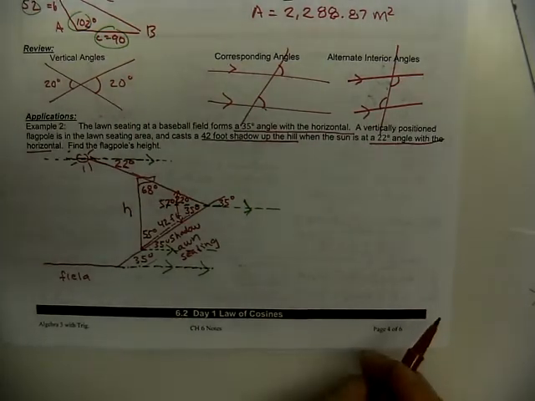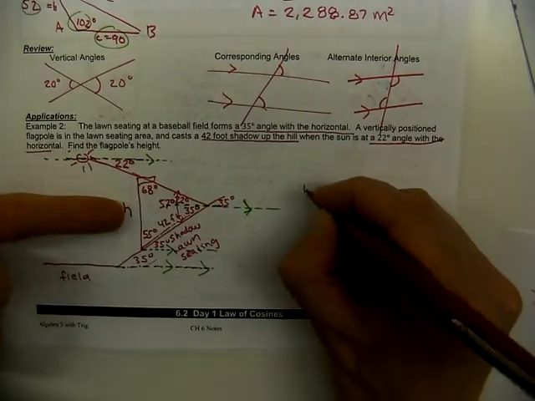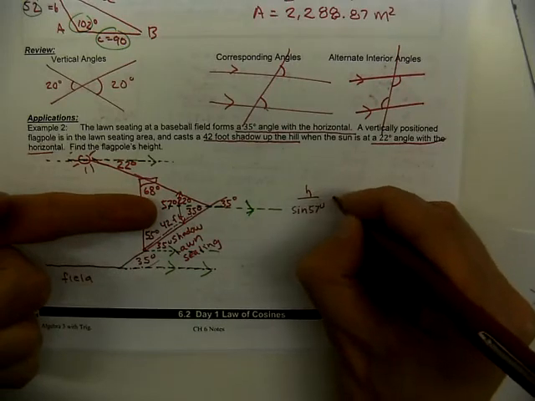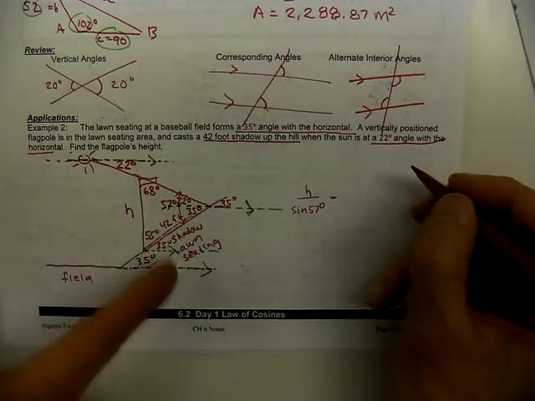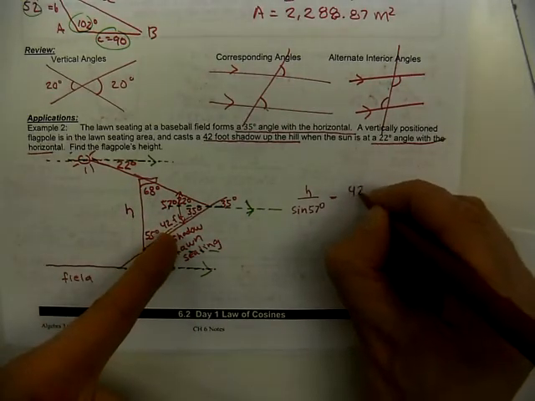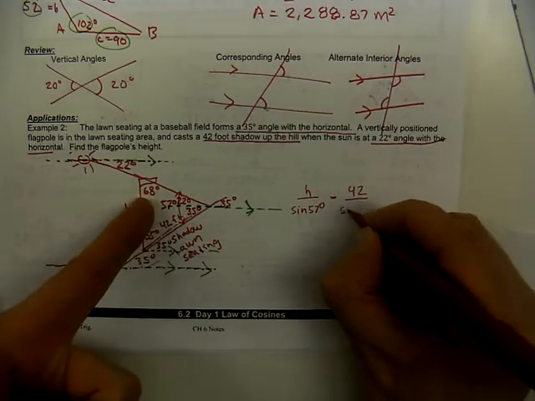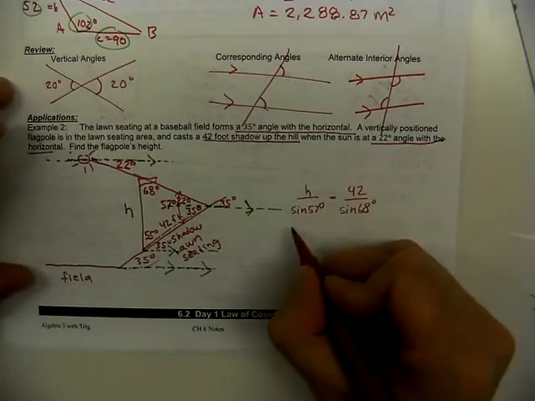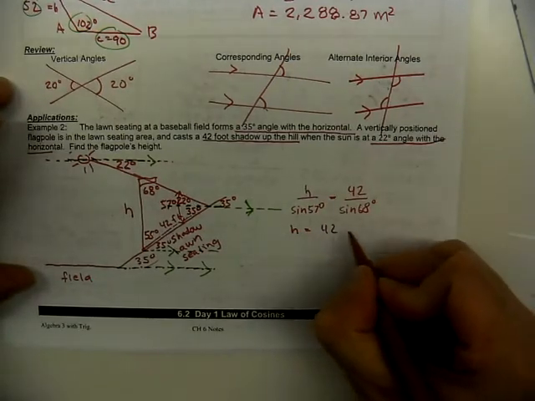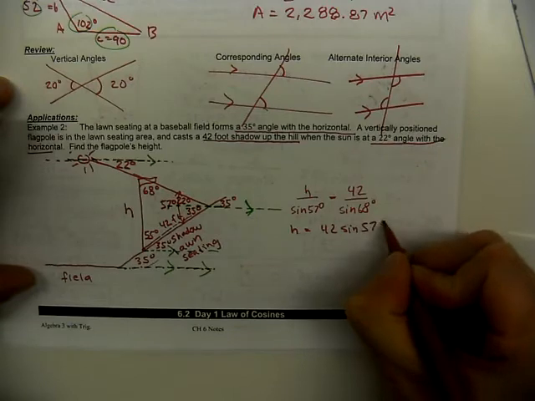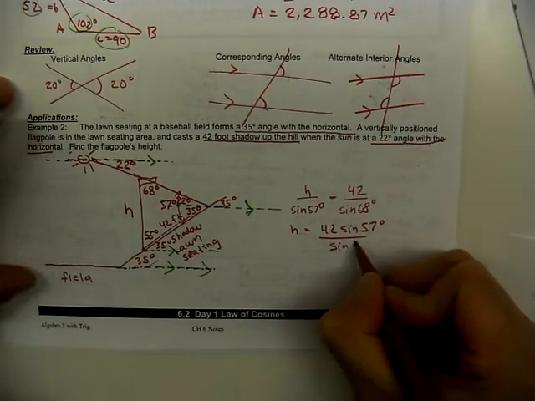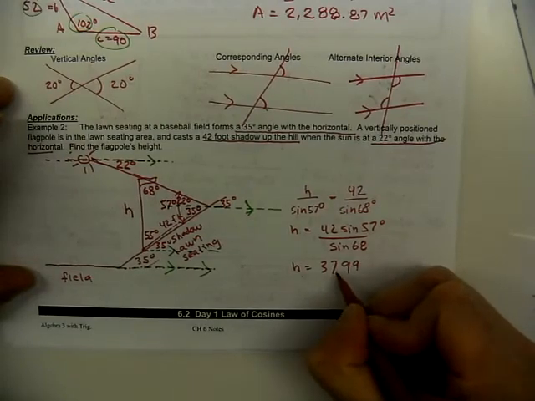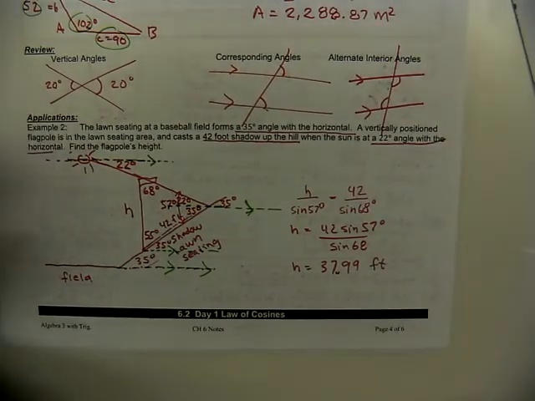Now we can solve using our law of sines. So the height over the sine of its opposite angle, 57, is equal to the 42-foot shadow over the sine of its opposite angle, 68 degrees. All right, that's our problem. We'll multiply both sides by the sine of 57, and then we'll throw that at the calculator. So 37.99, and that's in feet.